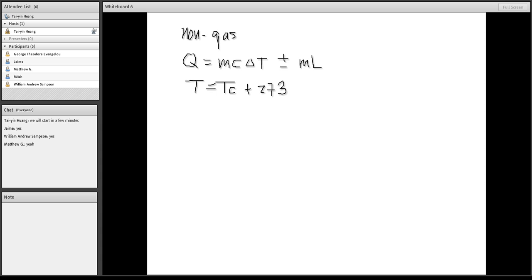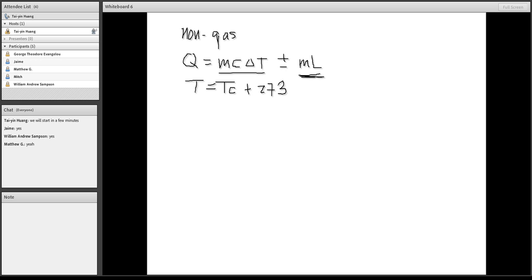Like I mentioned, this is when there's a temperature change, and then there are processes when there's a phase transition. Then the temperature will stay the same during the phase transition, but there's a heat exchange, and the heat exchange is m times L. So we have the heat of fusion and the heat of vaporization.